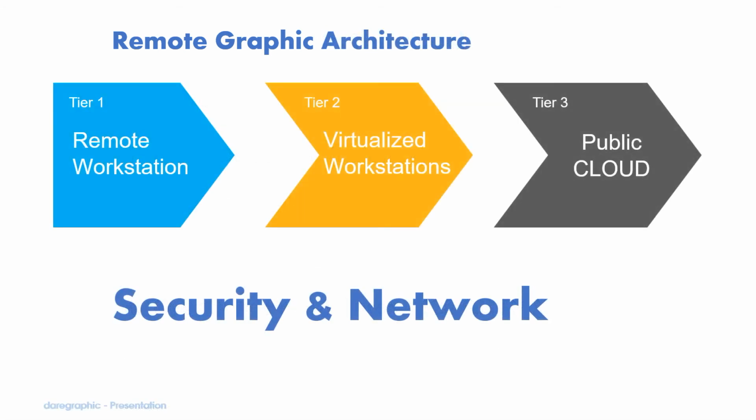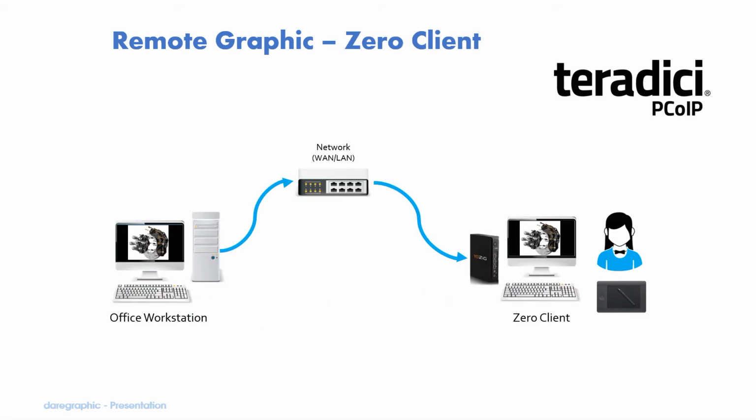So we've covered remote workstation, virtualized workstation, and public cloud for remote graphic architecture. But there are two other elements that we really need to look at, which are security and network. So let's talk about those. What I brought here is a zero client. Again, it's very similar to what we saw earlier, but there's a zero client here instead of a laptop or your home desktop.